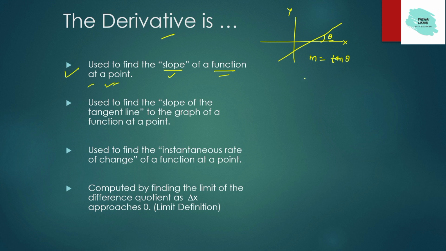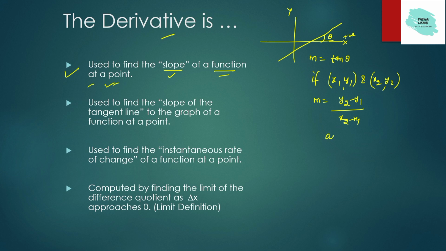As we know, if a straight line makes an angle of theta from the positive x-axis, then the slope can be obtained by m equals tan theta. And if two points (x1, y1) and (x2, y2) are given, then we can find the slope of the straight line as y2 minus y1 upon x2 minus x1.